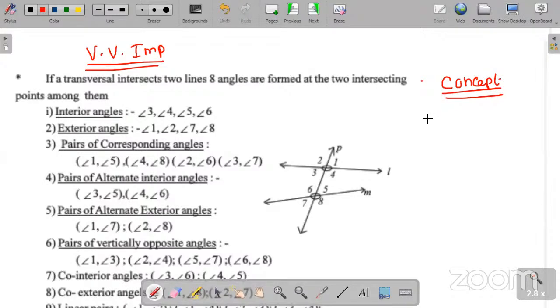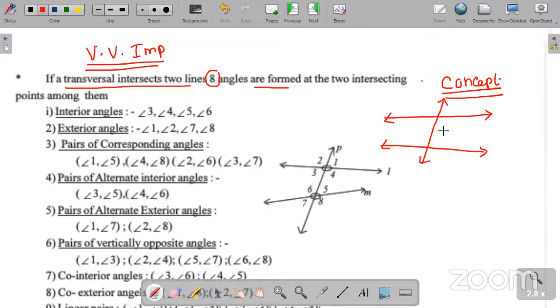It's very important. If a transversal intersects two lines, 8 angles are formed at the two intersecting points. For example, see, this is one line, this is the other line. If a line intersects them at two distinct points, it is called a transversal.